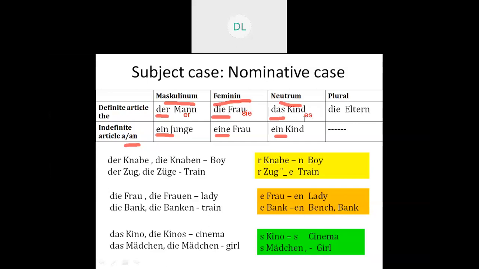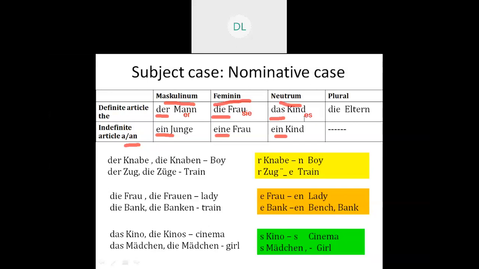Now, the very important thing for us to understand is that in German, any noun can take up any gender. Does it mean it is a freedom for the noun to take whatever it wants? No. They will be either masculine, feminine, or in the neutral category. It will be either der, die, or das.